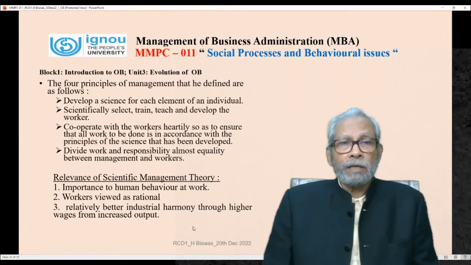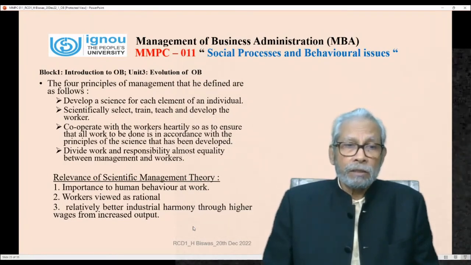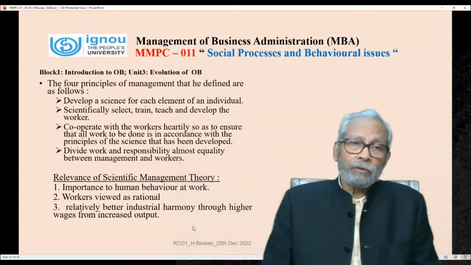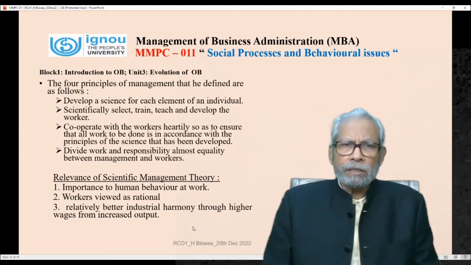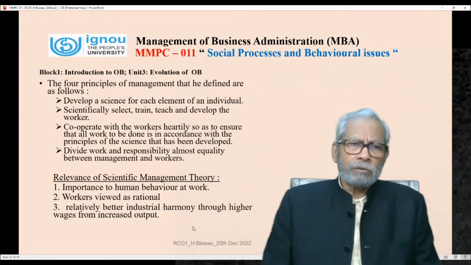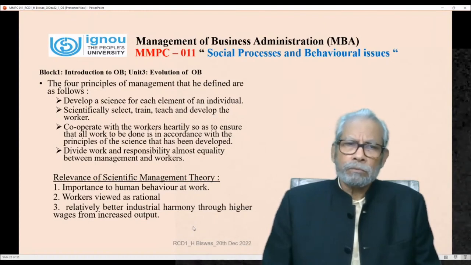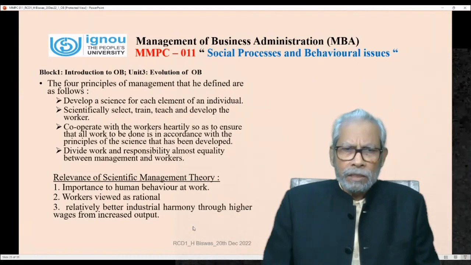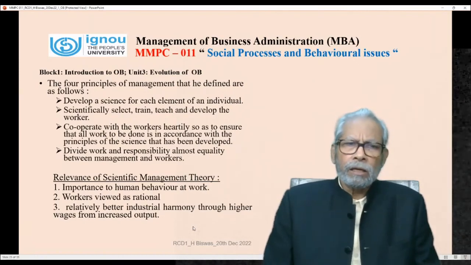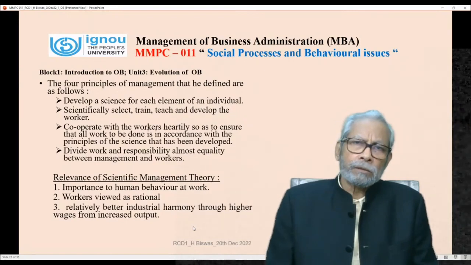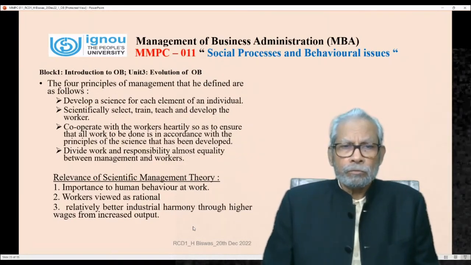So, relevance of scientific management theories. What is the relevance? It is the importance given to human behavior at work, because we are giving importance. Workers are viewed as rational, which means there should not be injustice. What about their complaints? They should be redressed. Their problems have to be sorted out. So they are viewed in this way, not biased, because workers should be viewed in a rational way. What compensation they need, what things are required, that has to be given, because then only can they be productive and you can produce more things.